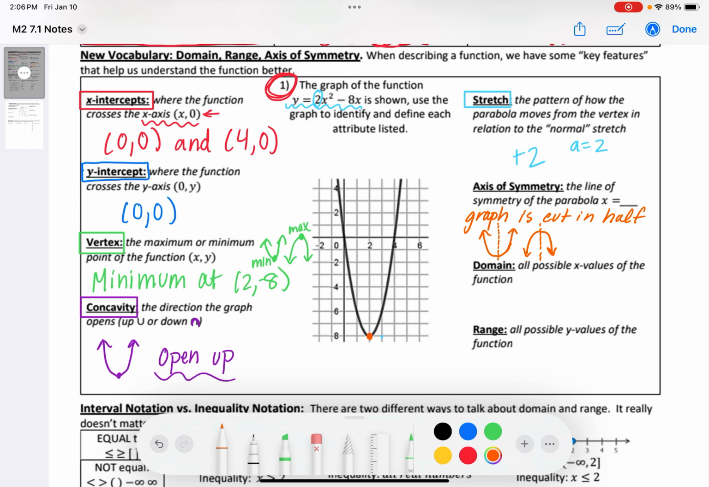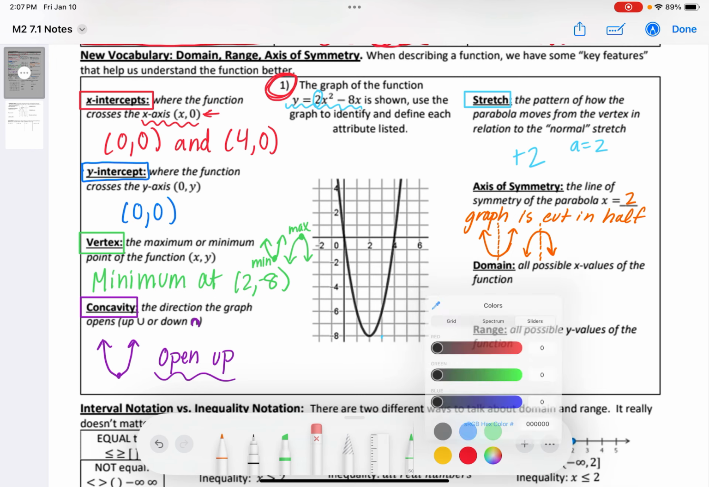Your vertex is 2, -8. That is where your line of symmetry is. So it cuts the graph in half right here. And we always write it as an equation. So x equals, you see where it crosses here on the x-axis at 2. So here x equals 2. It's always going to be your x value. It's never going to be your y, because that's where your graph crosses on the x-axis. And it's usually the x value of your vertex.